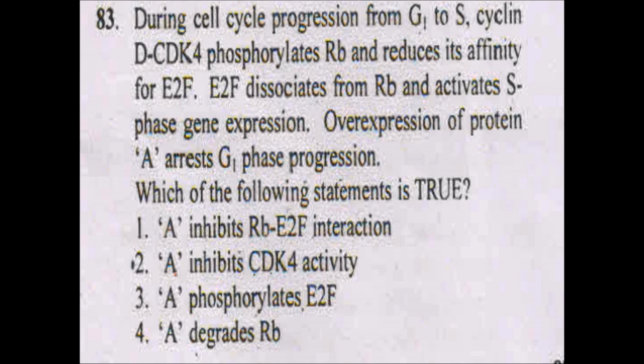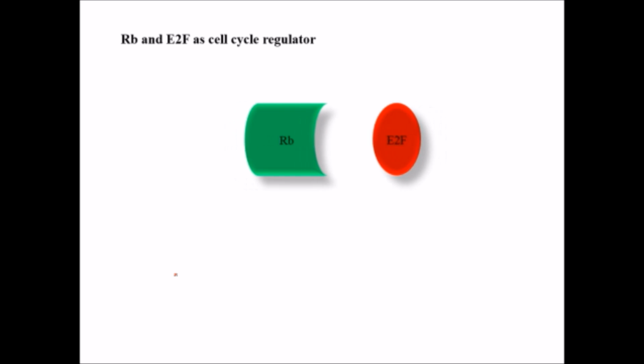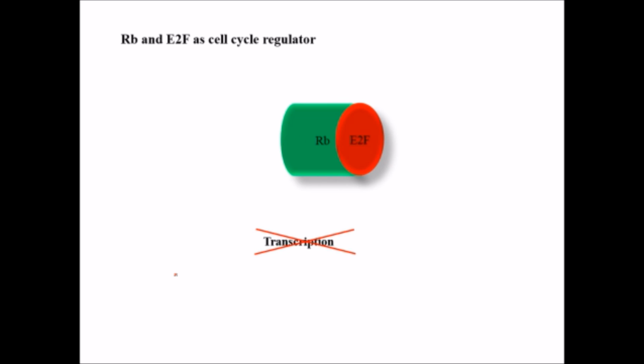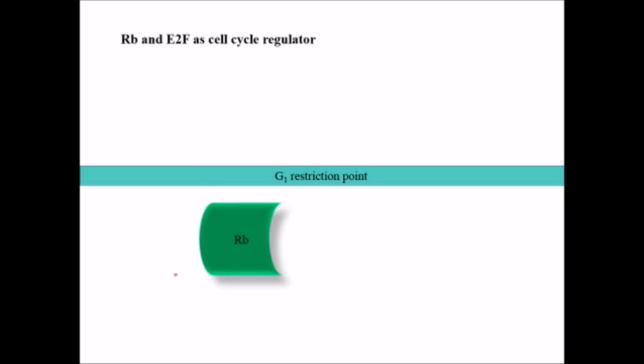Look, overexpression of which protein will arrest the G1 phase progression? It means it can't cross the G1 to S. What happens during the G1 phase? When RB is free or not phosphorylated, it will bind to the elongation factor and prevent the transcription. But once it has crossed the G1 restriction point and entered the S phase, it will be phosphorylated with the help of CDK4/6 cyclin D, which is the checkpoint from the G1 to S phase.